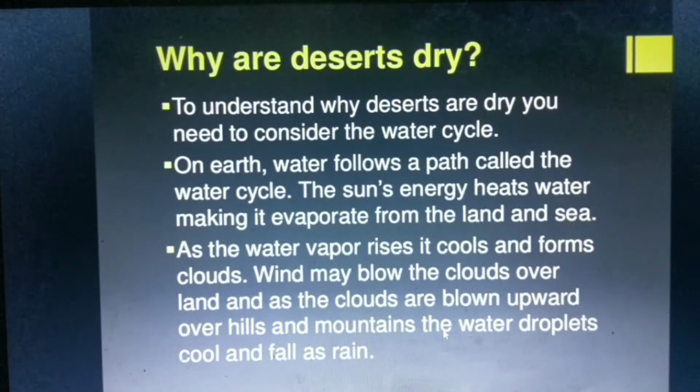Why are deserts dry? On Earth, water follows a path called water cycle. The sun's energy heats water, makes it evaporate from land and sea. As the water vapor rises, it cools and forms clouds. Wind may blow the clouds over the land, and as the clouds are blown upward over hills and mountains, the water droplets cool and fall as rain.